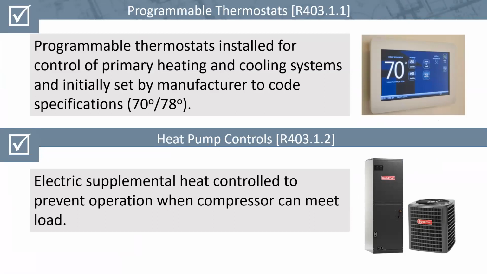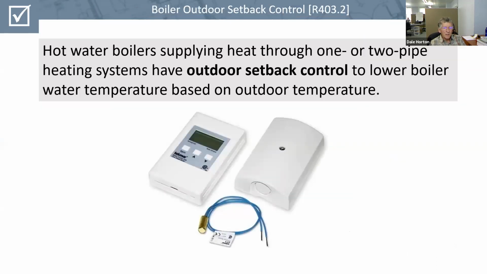Programmable thermostats are required. Supplemental heat must be controlled in a heat pump. When the compressor can meet the load, the supplemental heat shouldn't turn on. In the past with heat pumps, that's been one of the big issues. Not only has their performance in cold climates really improved the last few years, but so have the controls. This is just trying to make sure that the supplemental heat isn't operating when it doesn't need to, and you get the benefit of the operation of the air-to-air heat pump.